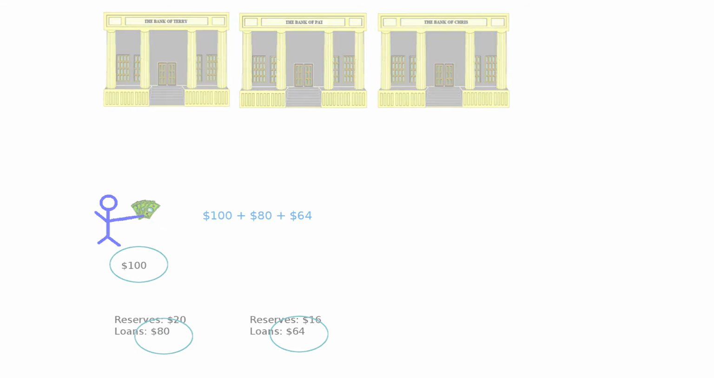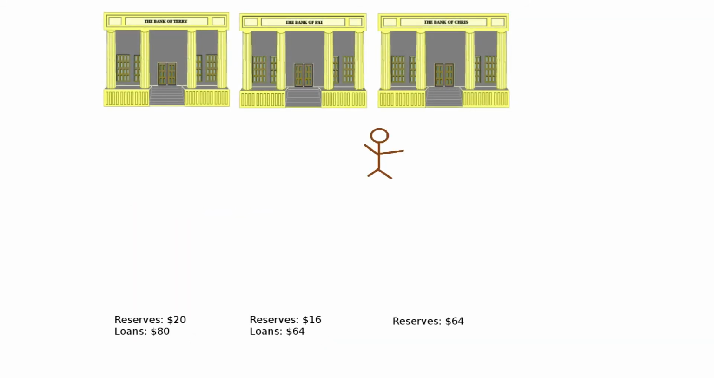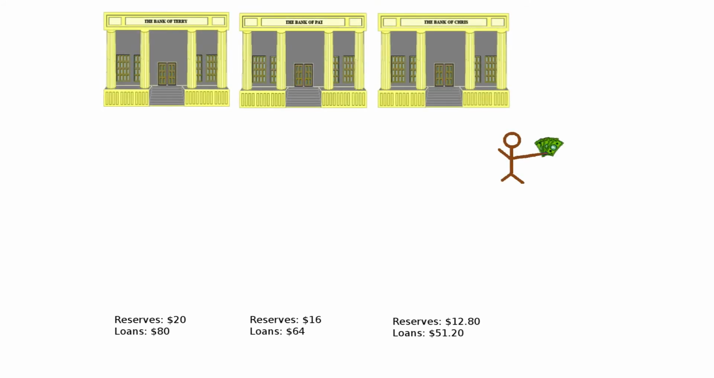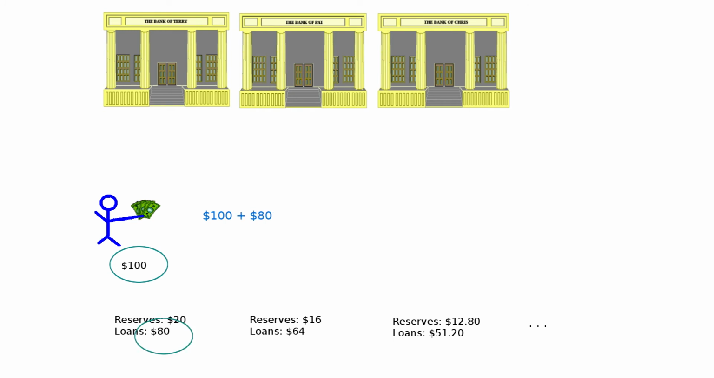Now along comes a fourth student of macroeconomics, and they go into the Bank of Chris and say, I need a loan. Bank of Chris keeps 20% of the $64, or $12.80, in reserves and lends out $51.20. This student now takes this money and starts buying stuff. Now your original $100 has turned into 100 plus 80 plus 64 plus 51.20. That's $295.20 worth of spending going on.